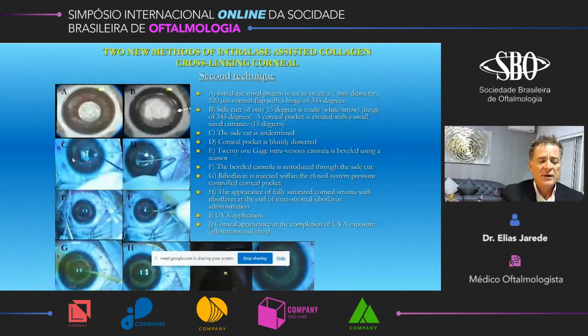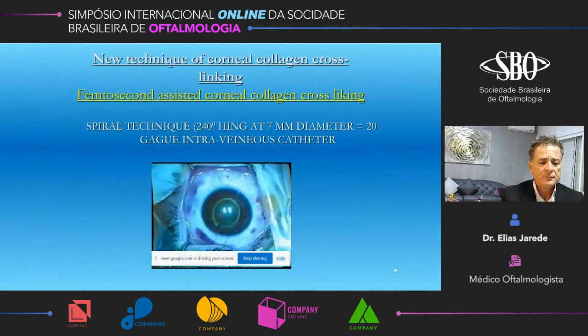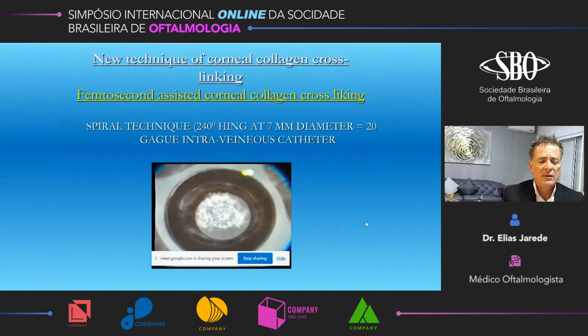We have done this from 2007 onward, and using the regular cross-linking using the spiral technique with a reverse cut hinge ratio to create a pocket with an entrance, then dissecting and performing the injection of the riboflavin and exposing the cornea to UV light. Here we're showing the video of how we do the cross-linking.